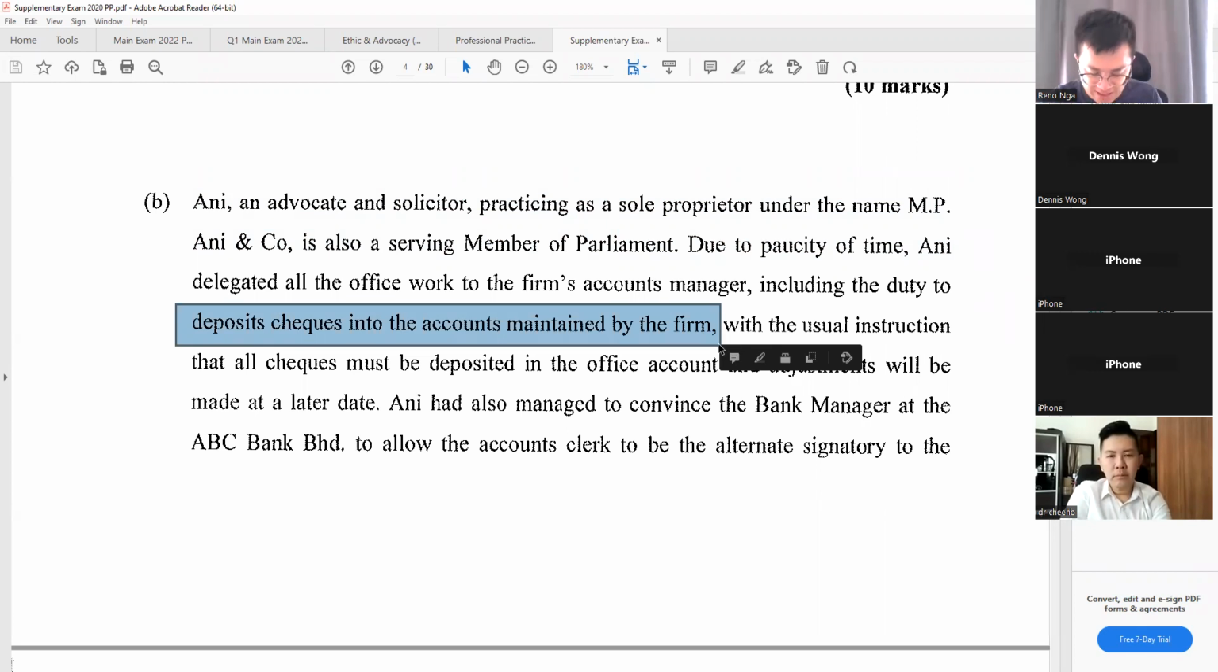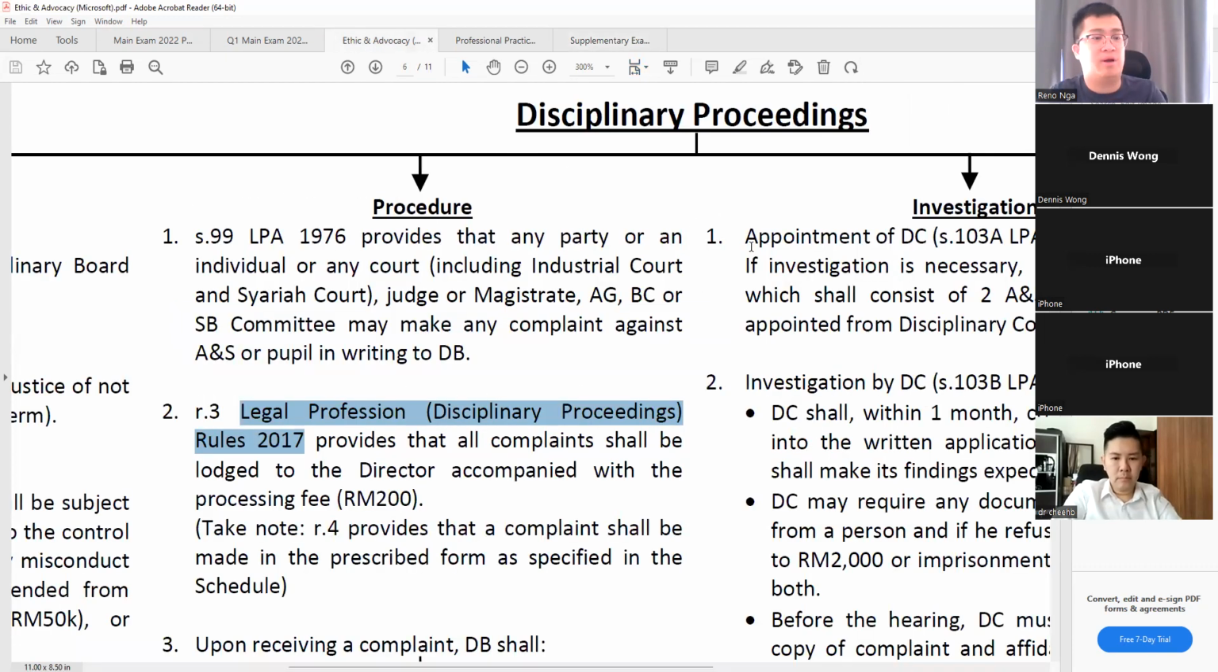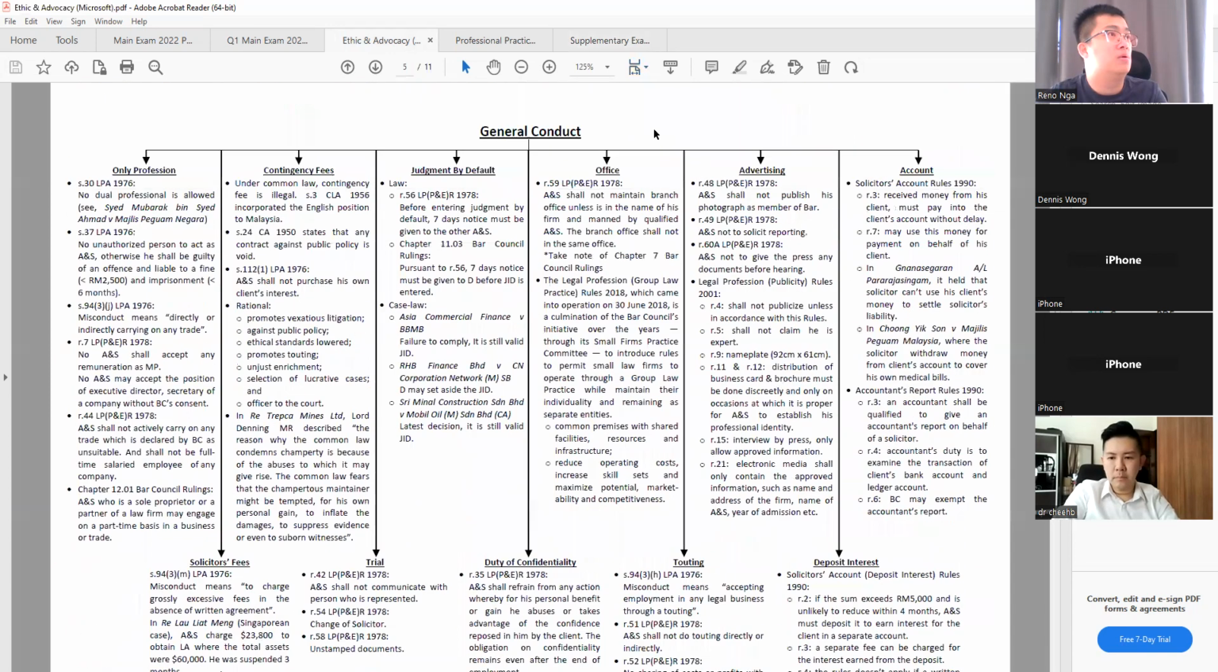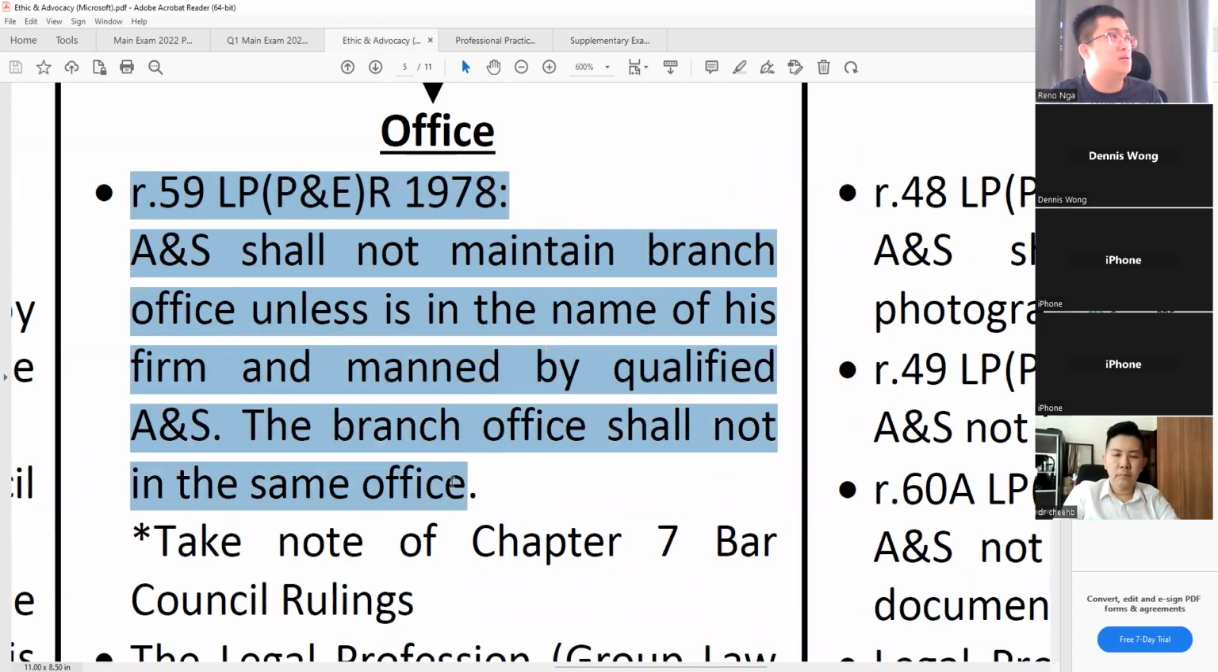Actually, cannot also. There is another rule, if I'm not mistaken. Wait, I better refer to my notes. I'm more familiar with my own notes. Yeah, it's Rule 59. An advocate and solicitor shall not maintain a branch office unless in the name of his firm and managed by a qualified advocate and solicitor. Again, I know students will tell me, hey, Reno, this rule says cannot maintain a branch office, so it means the main office can be controlled by a non-lawyer.